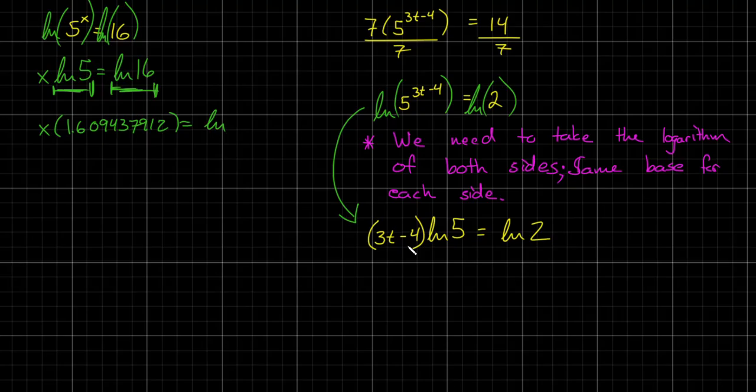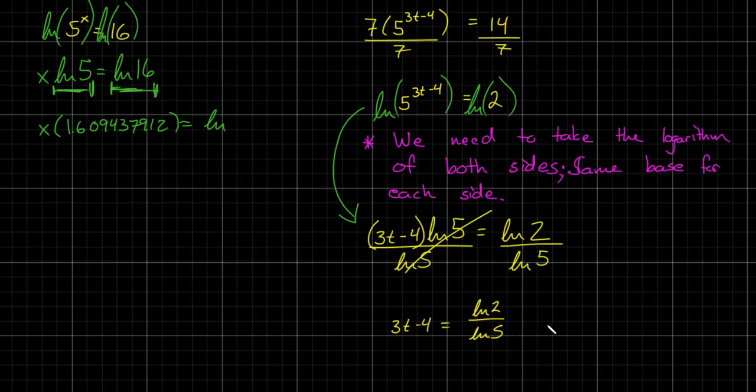Could I just divide both sides by the natural log of 5 here and avoid the distribution? Yeah. I'm going to divide by ln 5, and really important, everybody should be able to answer this right away. What's the natural log of 5? So you're right, let me rephrase that. The natural log of 5 is just a number. Let's divide by that number. I'm left with 3t minus 4 equals the natural log of 2 minus the natural log of 5.